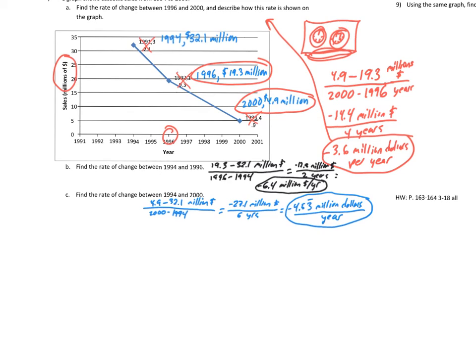And it's also interesting that if you look at C, the negative $4.63 million per year, that one is kind of in between. If you think about the later one as being negative $3.6 million per year here, and this being a steeper negative $6.4 million per year, then going from here to here is actually going to be somewhere in between the two of those to find that rate of change. And sure enough, negative 4.63 is between those two numbers.